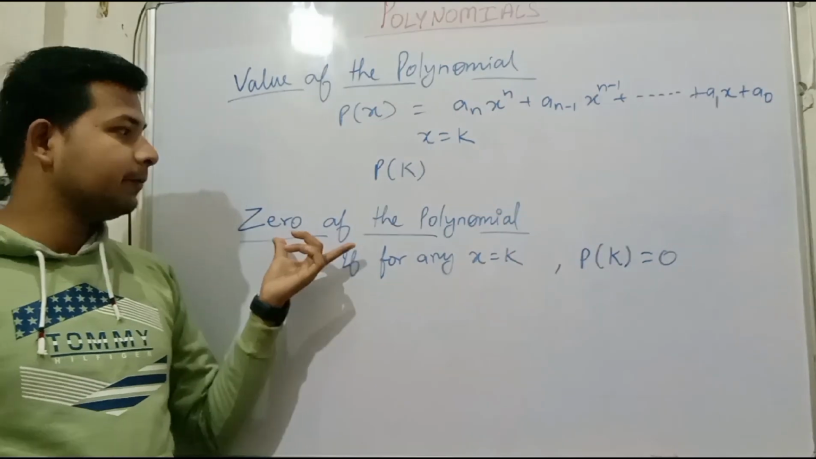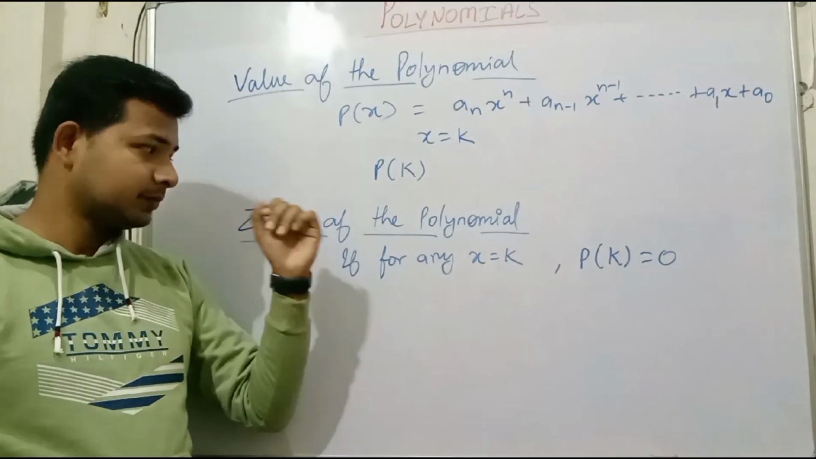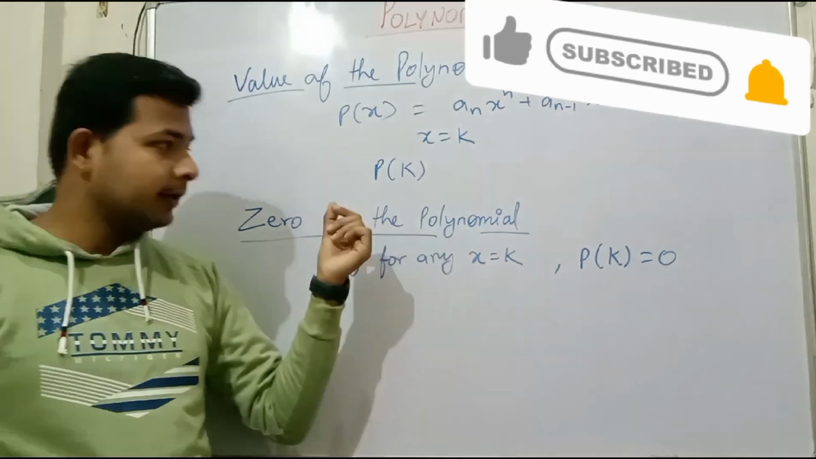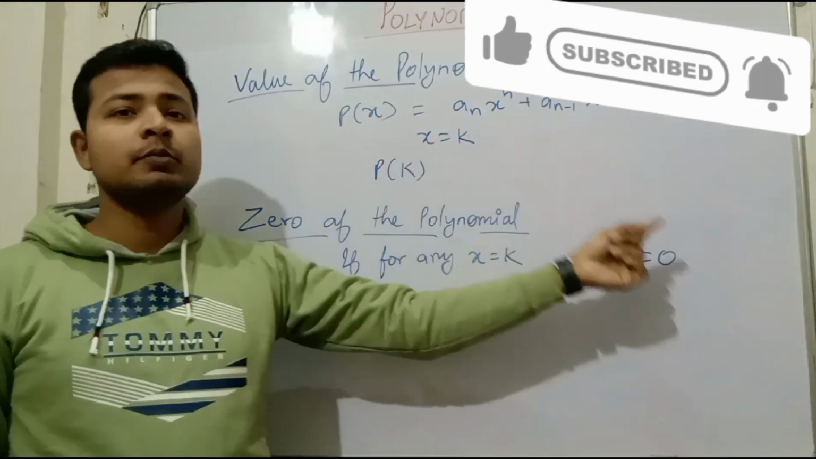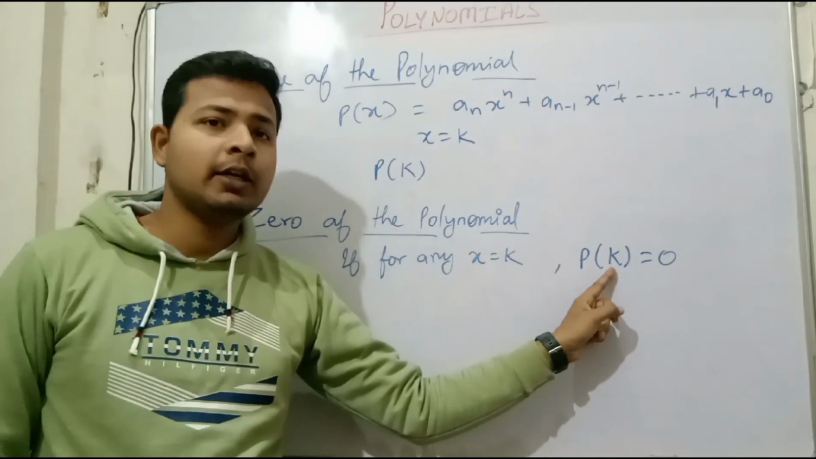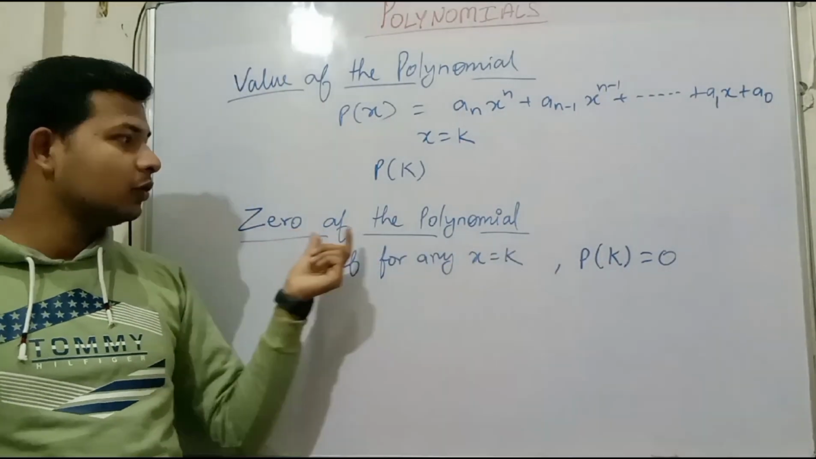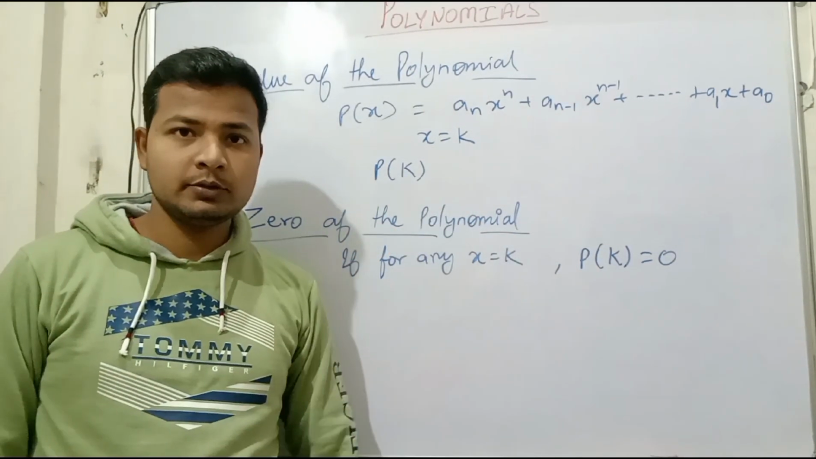Is that clear? Similarly, if you want to find the zero of the polynomial, take any point x equal to k, and if that p(x) becomes 0 at that point k, then we will treat that k as the zero of the polynomial.